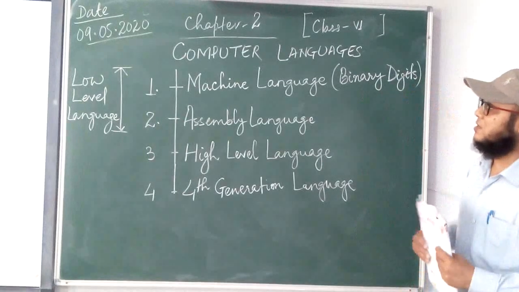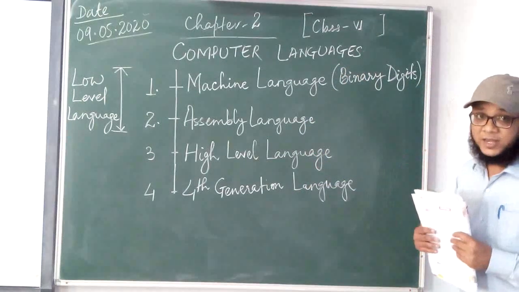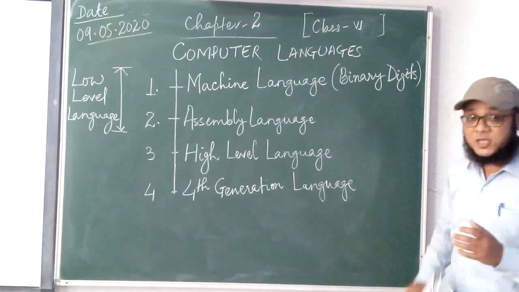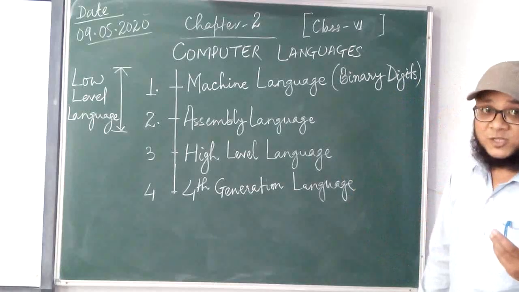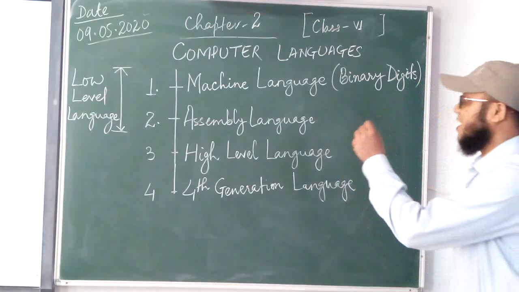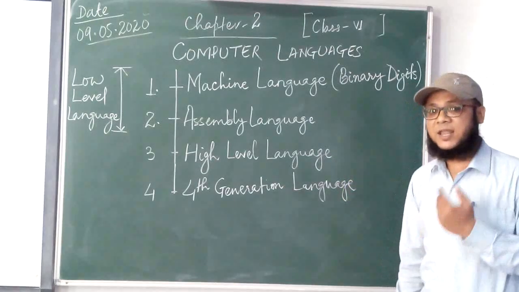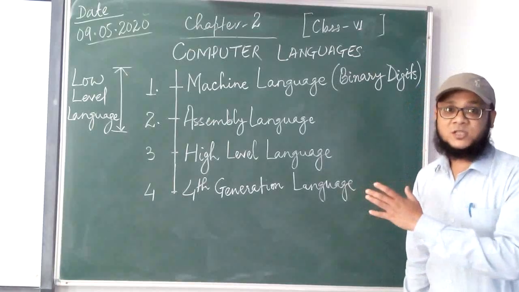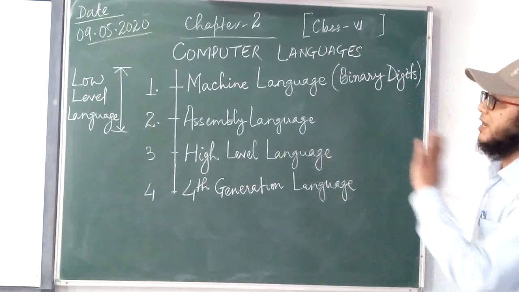So first, computer language is basically categorized in these four categories. The first and the primary category is machine language, which is also known as binary language. Machine language, why do we say machine language? Because machine language is directly understood by the computer. Directly understood means what? Once we write code in machine language, it does not need any media to translate the things.